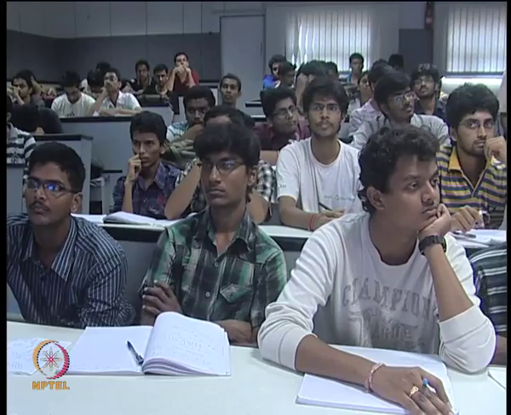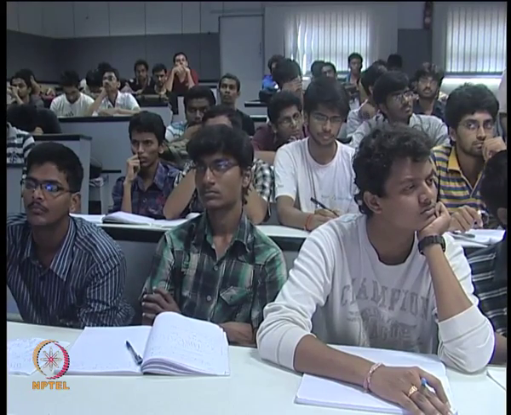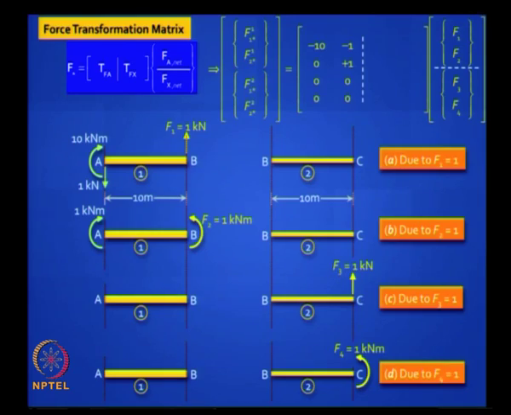Let us do the third one, okay. Third one, you are now applying a unit load at the free end of the cantilever, right. So what are the moments you will get? You can also draw the shears. They look like this, right. 1 into 10 is 10 kilonewton meter.